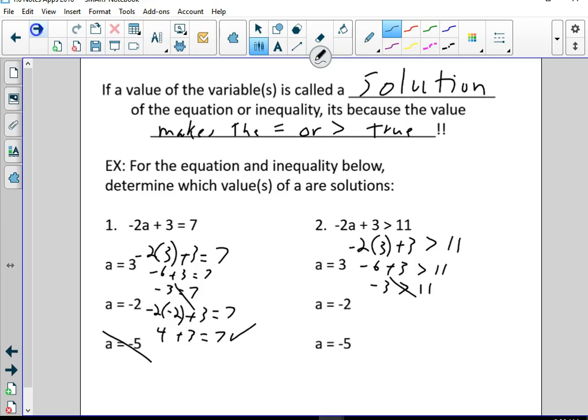Let's try negative 2. Negative 2 times negative 2 plus 3 greater than 11. 4 plus 3 greater than 11. Is 7 greater than 11? It is not, so that's false. Another lie. So let's try the third one.